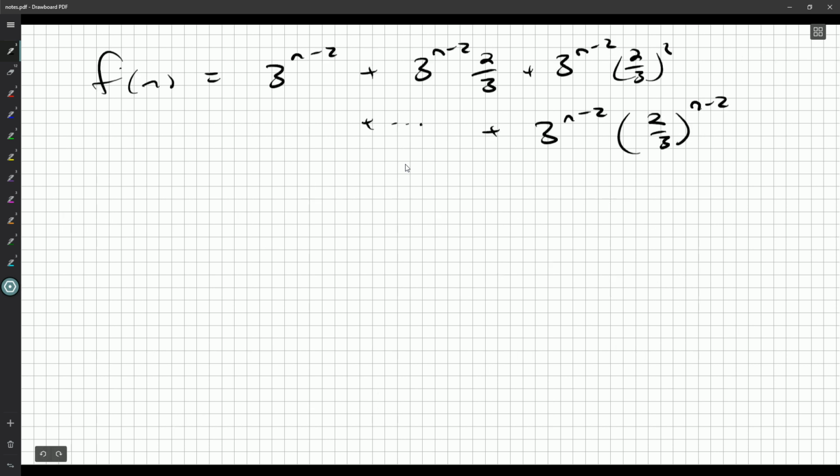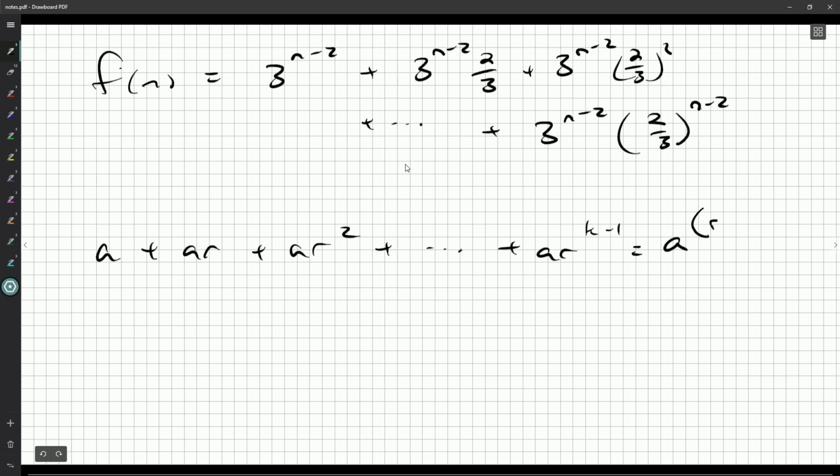All right, now there's a formula to add up a geometric series. If you go to, well, we won't use n, usually you use n, let's say k minus 1. The formula is a times r to the k minus 1 all over r minus 1.